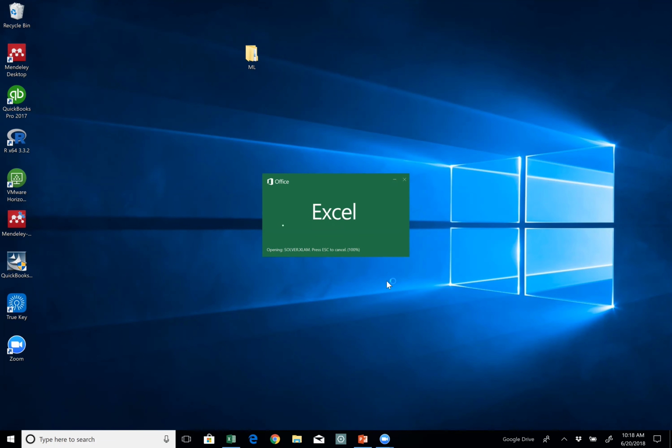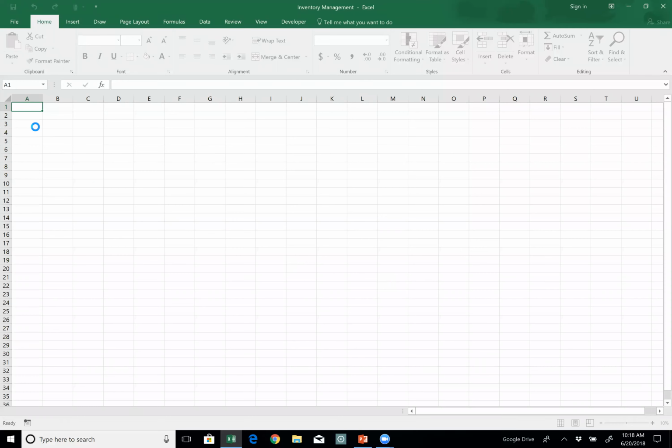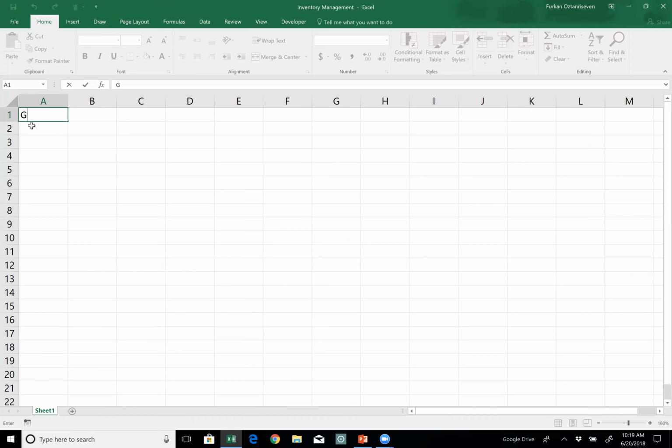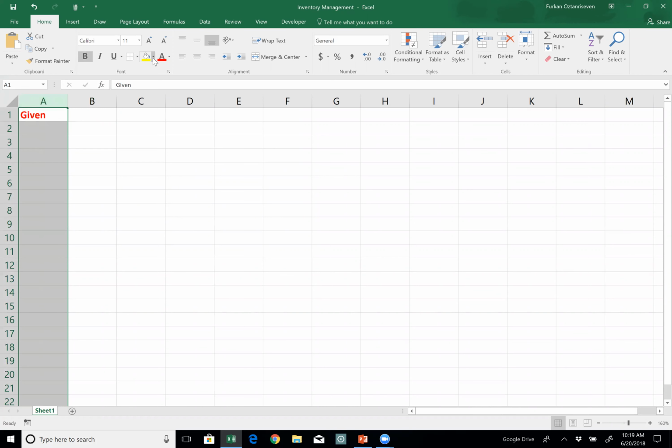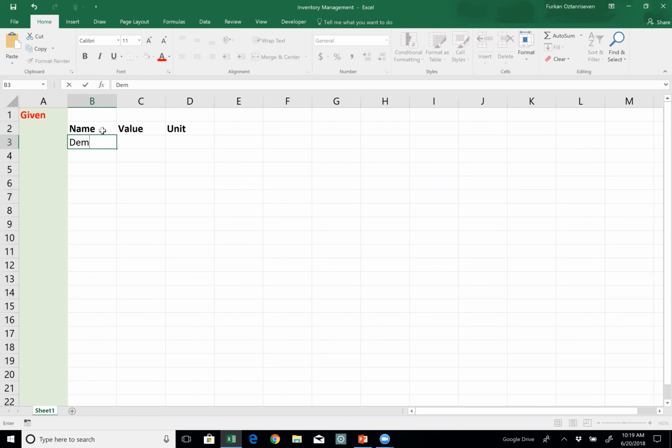All right, as you know, I like to start my model with given information. So let's work on an example with given information. In this section, I will put the name, the value, and the unit of these parameters. So the first thing in this example we have is the demand. Okay. So we have demand, but we don't really know what the demand is.